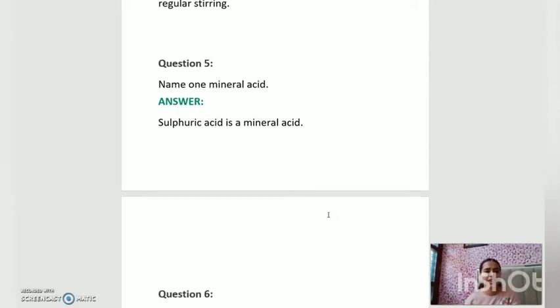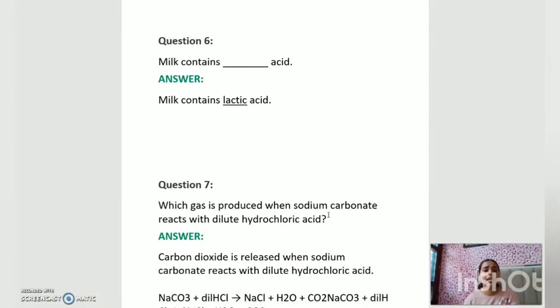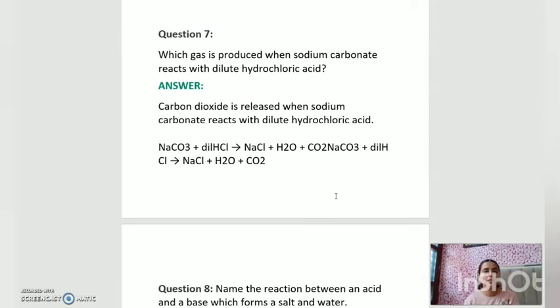So question number 5. Name one mineral acid. Now you have to tell the name of one mineral acid. So that is sulfuric acid. Please see the spelling of sulfuric. I don't want any kind of mistake, students, right? Question number 6. Milk contains dash acid. So now they ask, what does milk contain? Which acid is contained in milk? So the acid is lactic acid. LACTIC, lactic acid. Question number 7.